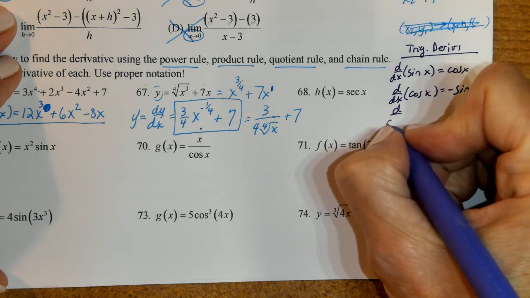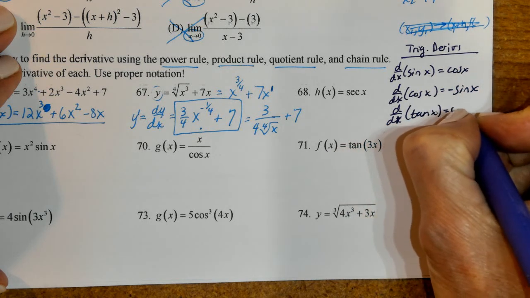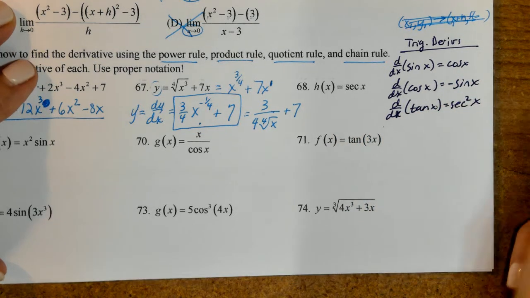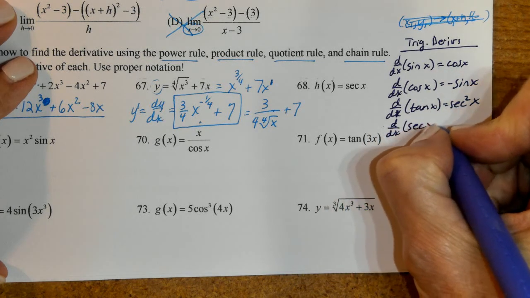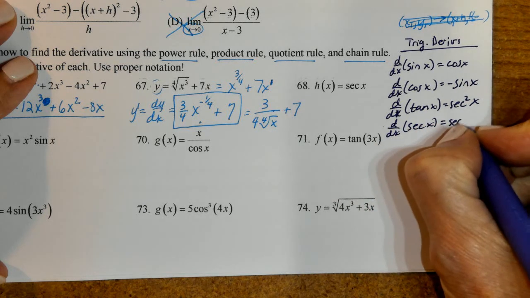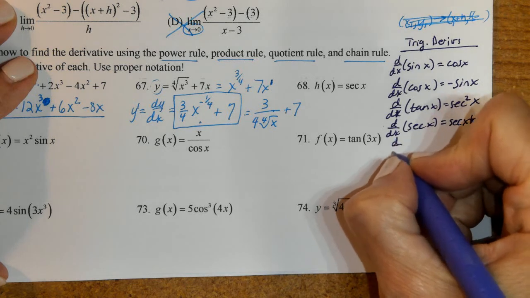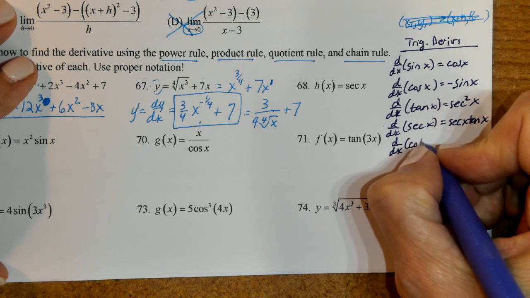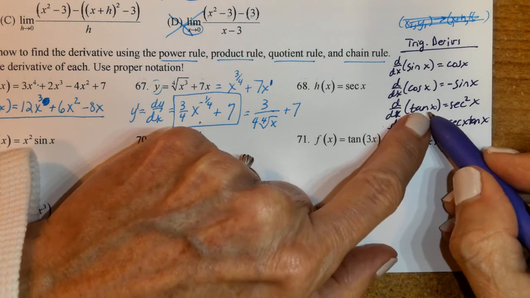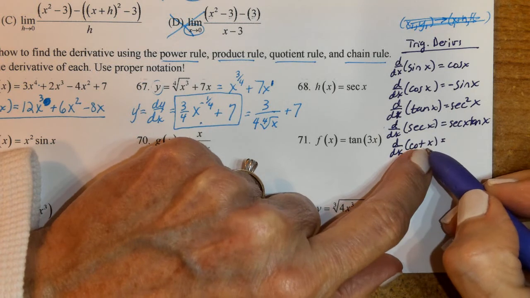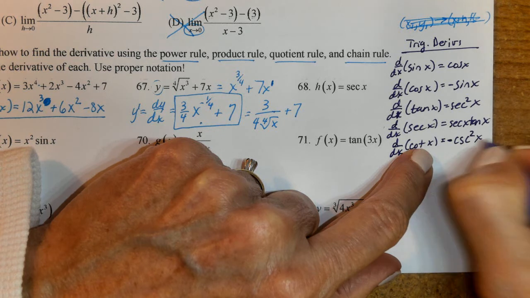The derivative of tangent is secant squared. The derivative of secant is secant tangent. Okay, the derivative of cotangent. I think of the derivative of tangent is secant squared, so the derivative of cotangent will be a negative cosecant squared. Got to know that.